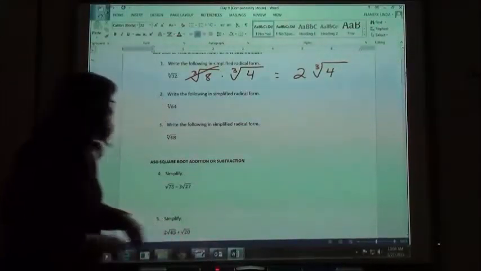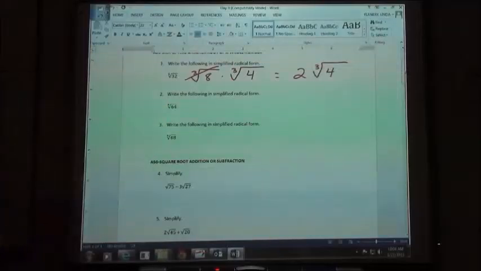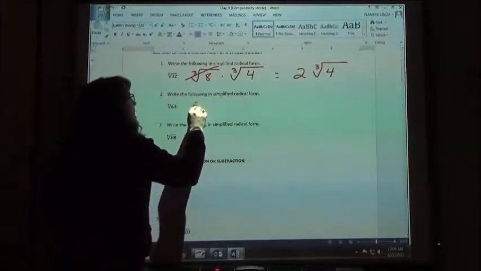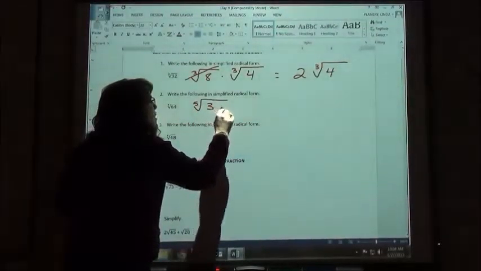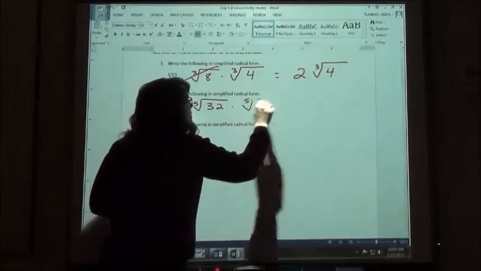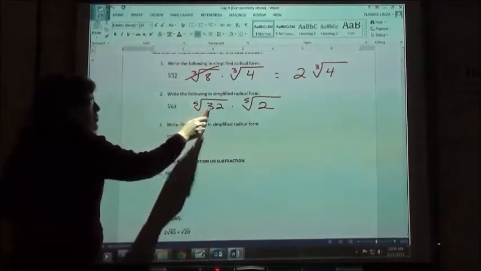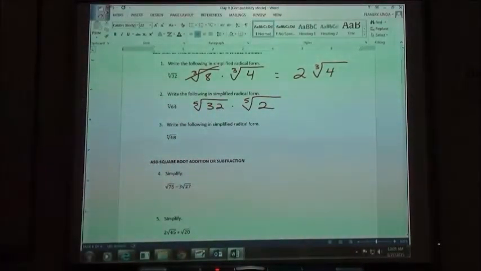So most of the time, if you're going to be able to simplify a fifth root, it's going to be because 32 divides into it, right? Because 32 is a perfect fifth power. So I'm going to say, okay, I've got the fifth root of 32 times the fifth root of 2, because 32 times 2 is 64.